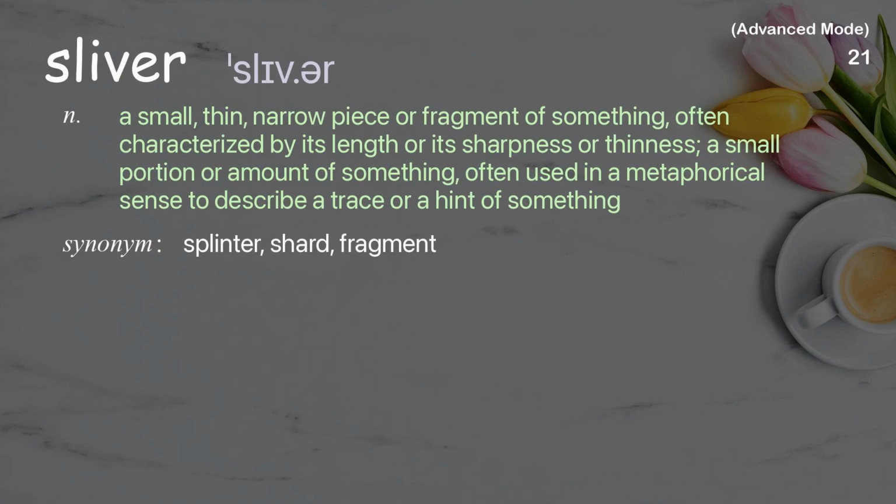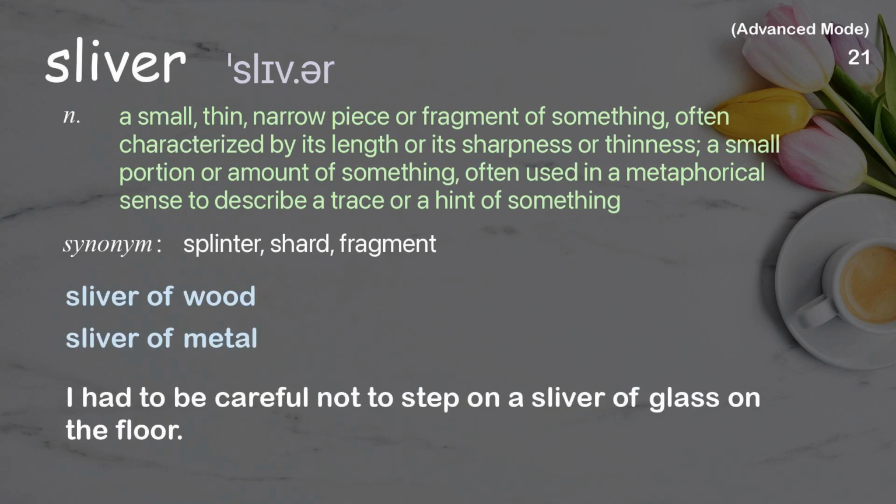Sliver. A small, thin, narrow piece or fragment of something, often characterized by its length or its sharpness or thinness, a small portion or amount of something, often used in a metaphorical sense to describe a trace or a hint of something. Examples: Sliver of wood. Sliver of metal. I had to be careful not to step on a sliver of glass on the floor.